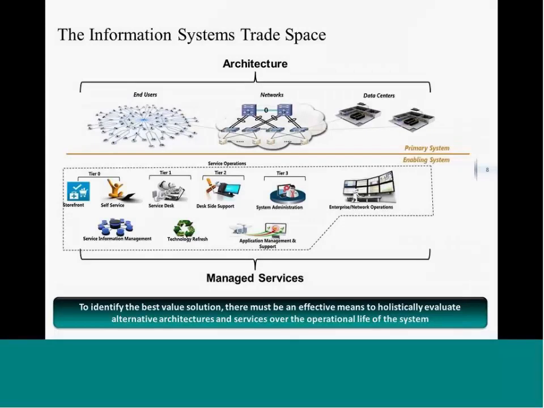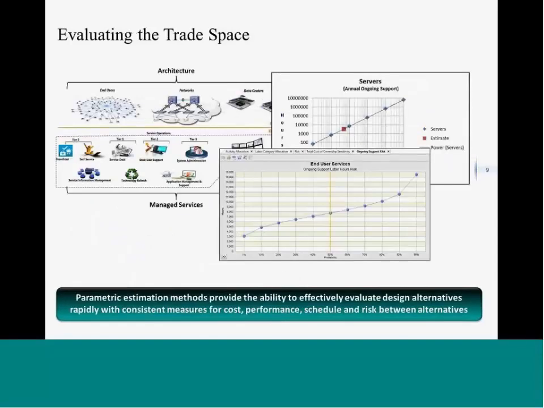So in defining the trade space as being both the architecture and the managed services, we have to find an effective means to holistically evaluate alternative architectures and services over the operational life of the system in order for us to be able to identify that best value solution. What we find is that parametric estimation methods provide the ability to effectively and rapidly evaluate design alternatives. In the process, these methods also provide wonderful consistency in measuring cost, performance, schedule, and risk between various alternatives.